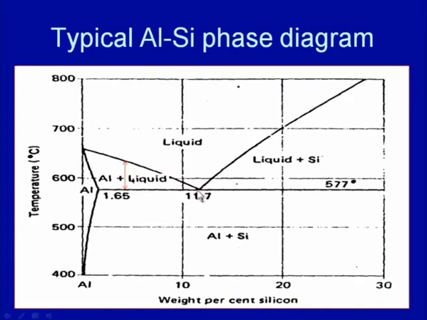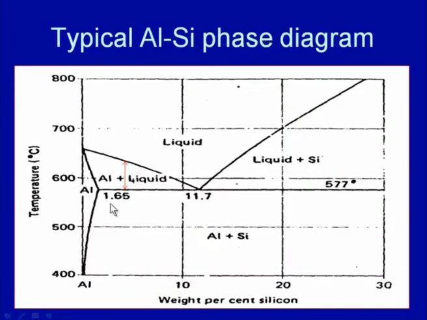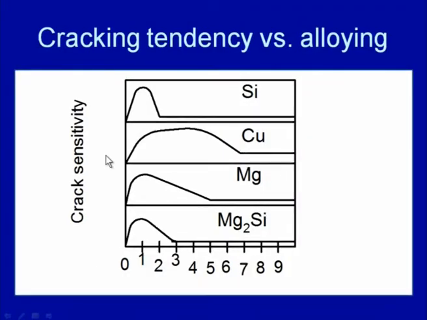So, for pure aluminum and for the eutectic composition at 11.7 percent silicon, the whole of the solidification will occur at one temperature, while for 1.65 percent the solidification will occur with the maximum solidification temperature range. So, for this composition the cracking tendency of the aluminum silicon alloy will be maximum, while it will be nil for pure aluminum and for the eutectic aluminum alloy system. So, we see how the cracking tendency varies with the change of composition.